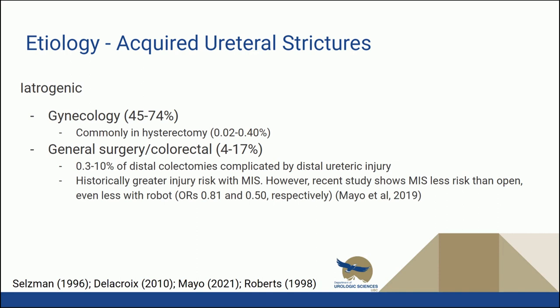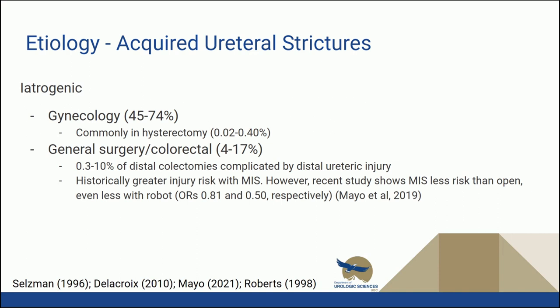Another area that this is commonly seen in is general surgery, or specifically colorectal surgery, where anywhere from 4 to 17% of iatrogenic ureteric injuries occur. Most of these happen in distal colectomies, and so depending on where we look, anywhere from 0.3 to 10% of all distal colectomies are complicated by some degree of distal ureteric injury.